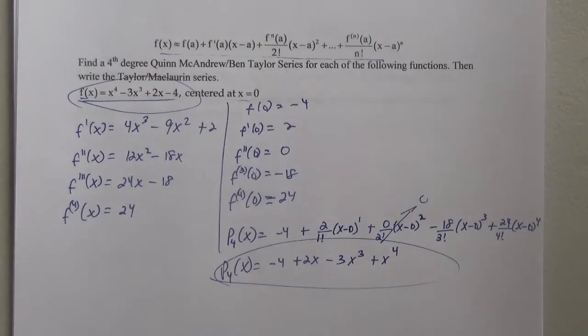Okay, so what did Taylor polynomials do? They're just taking funky functions, crazy functions, and writing them as polynomials because polynomials are easier to calculate.